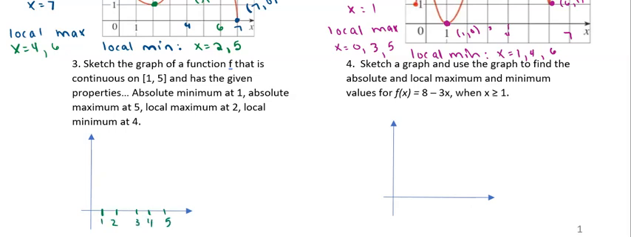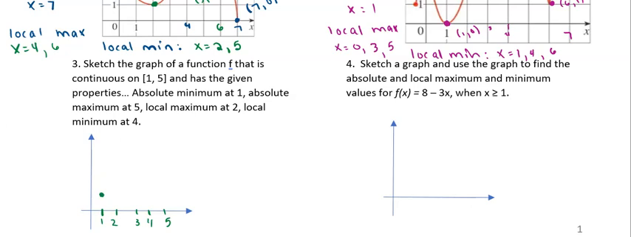Here we go. So sketch the graph. Continuous on 1 to 5. We got that part. Now notice it doesn't say anything about y. So we're just going to leave this without a scale and we'll put our values wherever we think they should go. Absolute minimum at 1. So that means that 1 is going to be the x with the lowest value. So I put a dot right there.